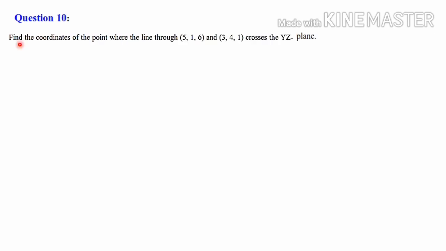Question is, find the coordinates of the point where the line through 5, 1, 6 and 3, 4, 1 crosses the YZ plane. Find the coordinates of the point where the line through these 2 points 5, 1, 6 and 3, 4, 1 crosses the YZ plane, where it is crossing the YZ plane. That is what we have to calculate. We have to find out the coordinates.